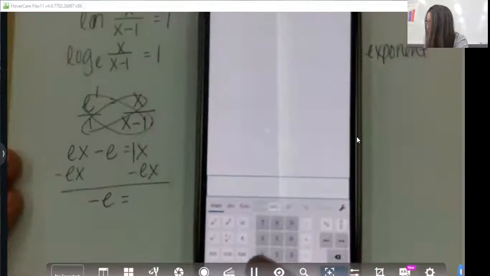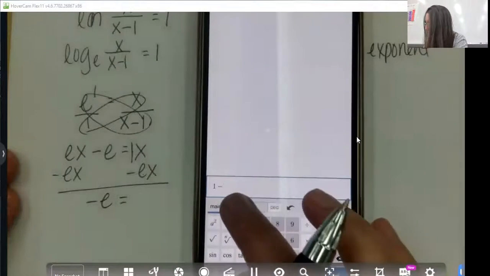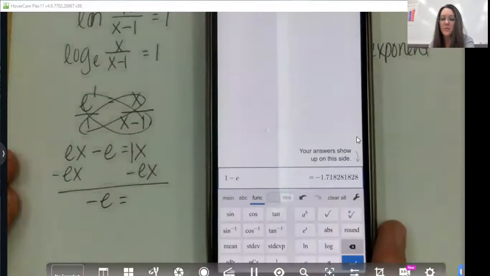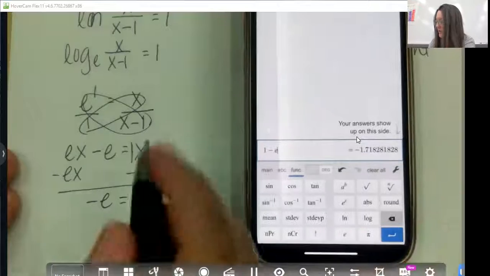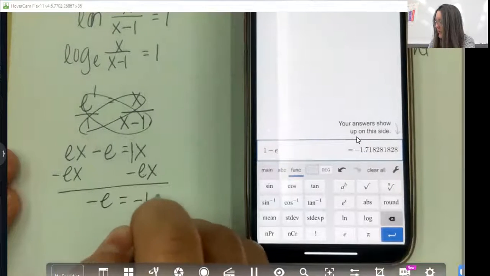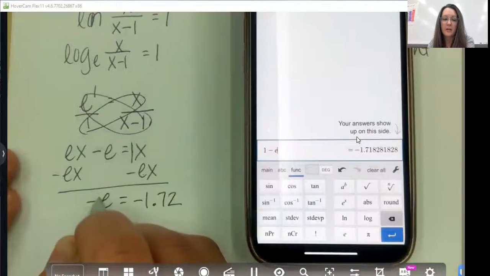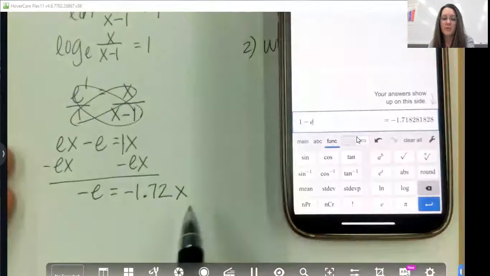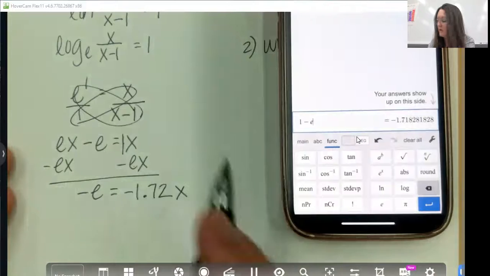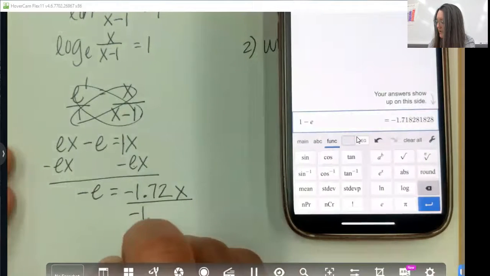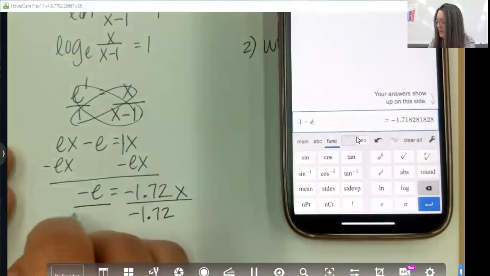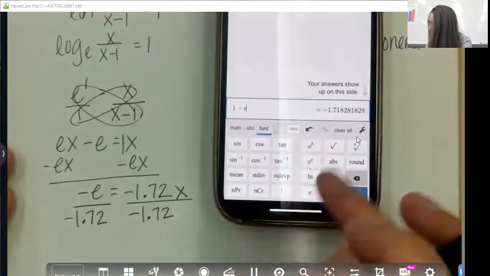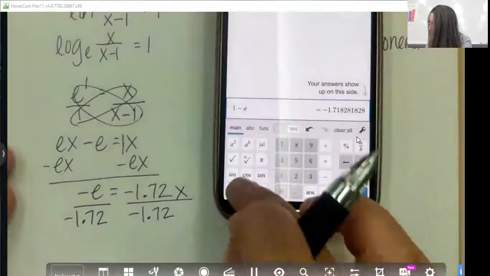So I want to do 1 minus e, and that is negative 1.718. So let's call it negative 1.72. And now I'm going to get rid of x's, sorry, x, forgot my x. All right, now I want to get rid of this negative 1.72. So I'm going to divide by negative 1.72 on both sides. And let's see what that is. Close, go back to main, close my parentheses.